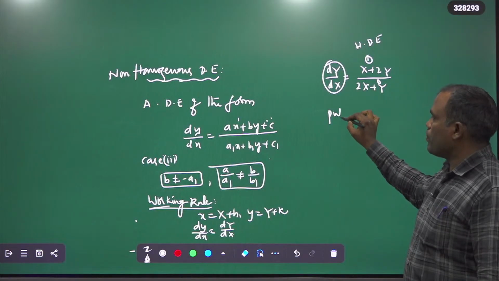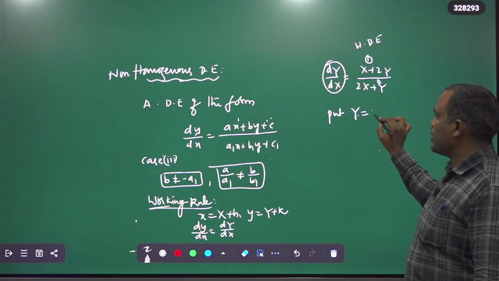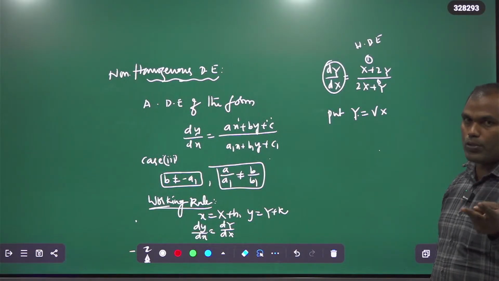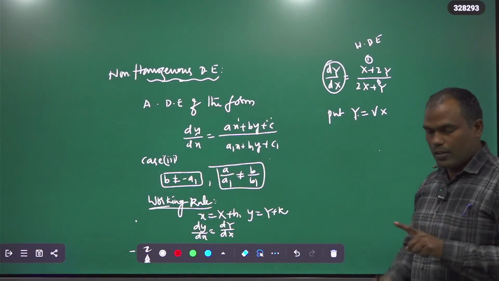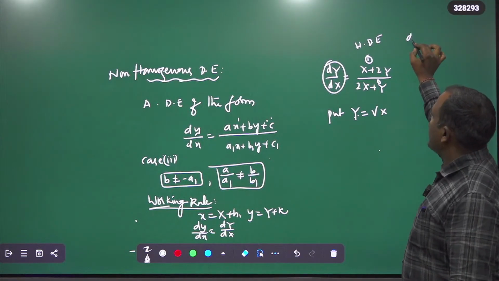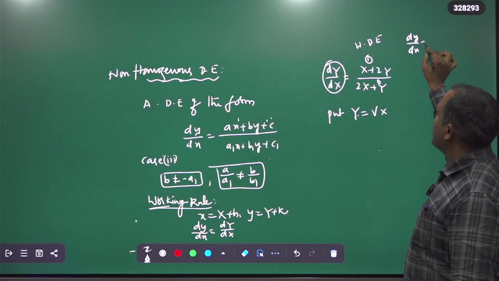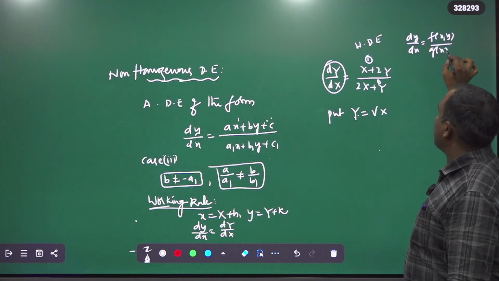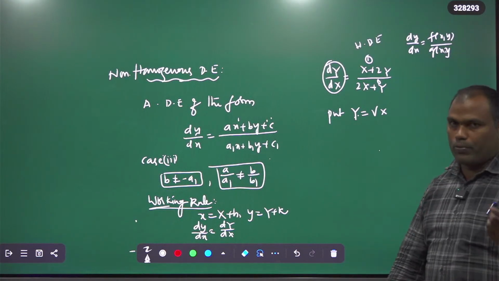Then what to do? Put capital Y is equal to Vx. Already I have told. So in homogeneous we have two cases. One case is dy by dx is equal to f of x comma y by g of x comma y. That time we should do what? Put y is equal to vx.